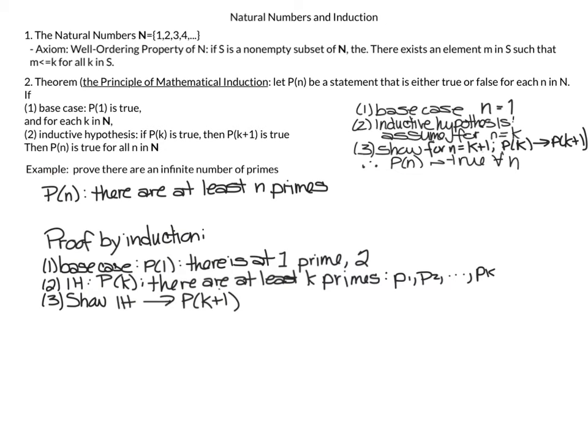Now that we have our P(n), we can start our proof by induction. The base case is fairly straightforward. So we want to show P(1). In other words, there is at least one prime. So we can pull out the number 2 and say, look, there's a prime.